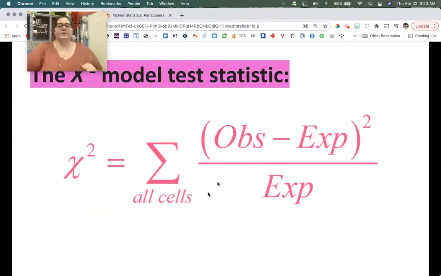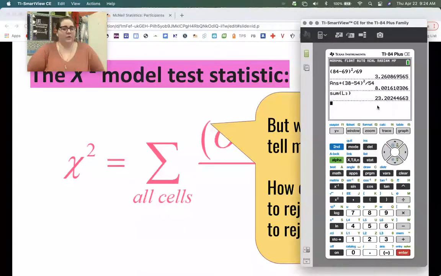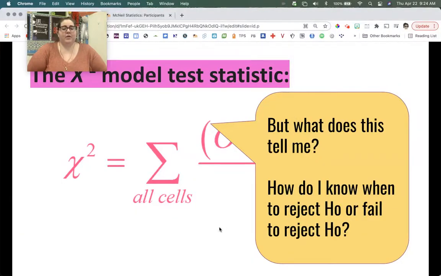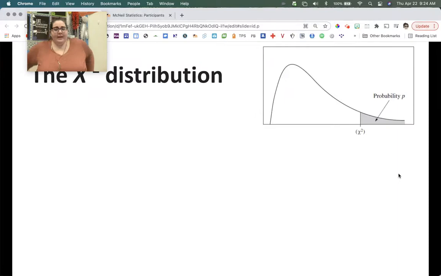Yes, our calculator has an option, but it is a good idea to be a little bit more familiar with our chi-squared table and how it works. So what does that tell me? How do I know, based on that number, which ours was 23.2, whether to reject or fail to reject our null? The chi-squared distribution looks like this. It's skewed right. It's got really big parts at the beginning, and then as our chi-squared gets bigger and bigger, the probability goes down, down, down. This is a chi-squared model. The x-axis is your chi-squared value, and the y-axis is the probability of that chi-squared value happening by chance. Notice that as chi-squared gets bigger, probability goes down.